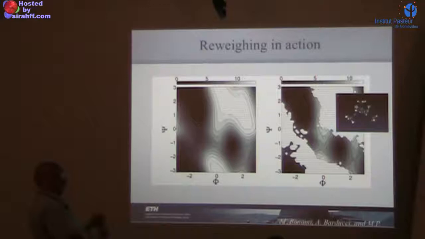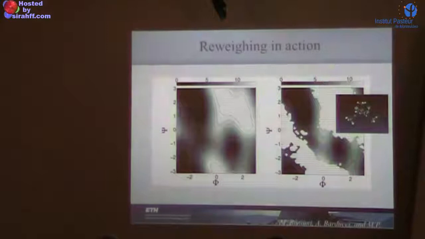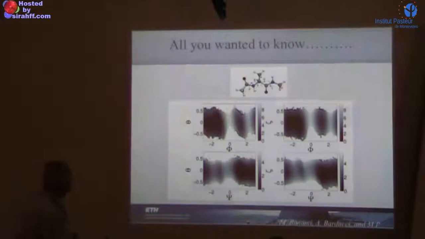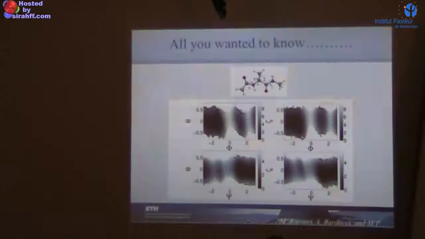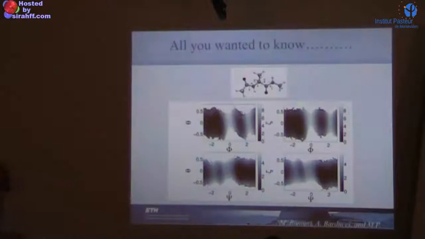And then you can continue with other variables, which are not torsional angles. If you don't sleep at night because you want to know what the distribution of zeta is, there you go. And as the English say, Bob is your uncle.